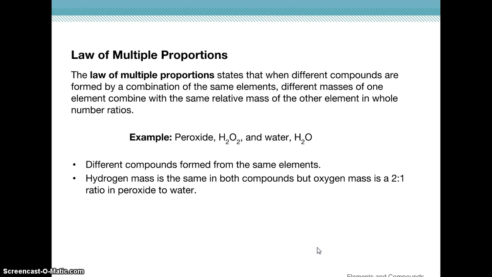And the law of multiple proportions states that when different compounds are formed by a combination of the same elements, different masses of one element combine with the same relative mass of the other in whole number ratios. So you can have different compounds with the same element in them, like peroxide and water both have hydrogen and oxygen, but they're going to be in different ratios. The peroxide is in a 2:2 ratio, the water is in a 2:1 ratio. So they're going to have different percent by masses based on the ratio of elements in the compound.